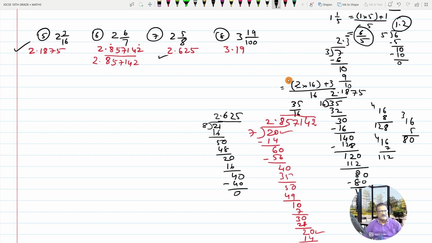And the last one is 3, 19 by 100. So 3 into 100 will be 300. 300 plus 19 will be 319. And this 319 you have to divide by 100. Now this type of division is very, very easy. Because there are two zeros in the denominator, in 100, you take 319, which is 319.0, and just shift the decimal point two places to the left. So the answer will be 3.19.